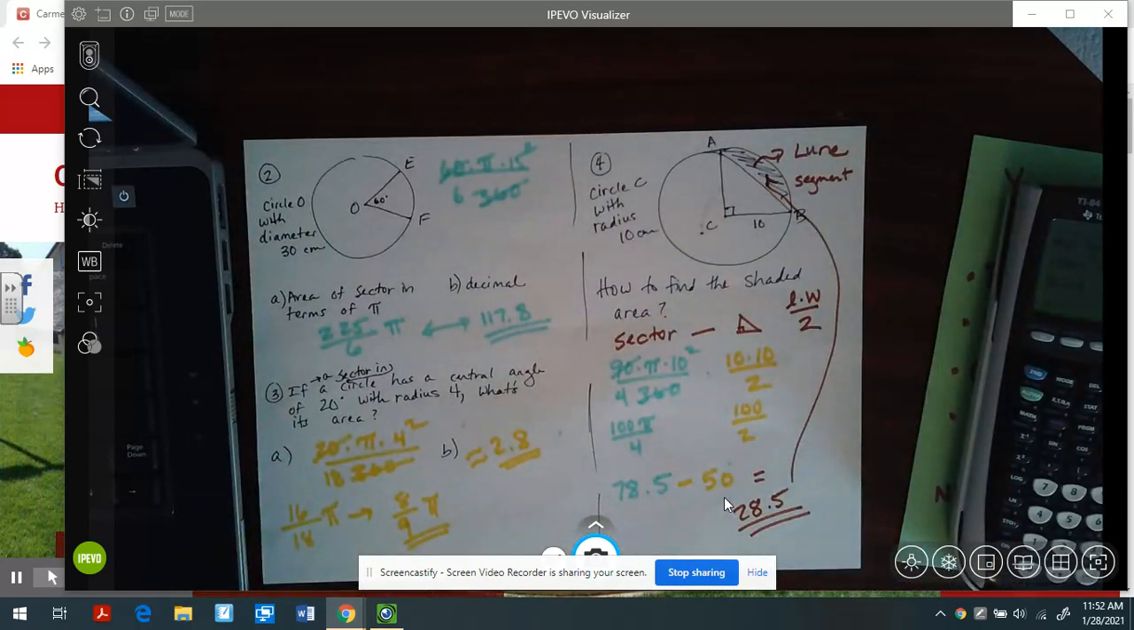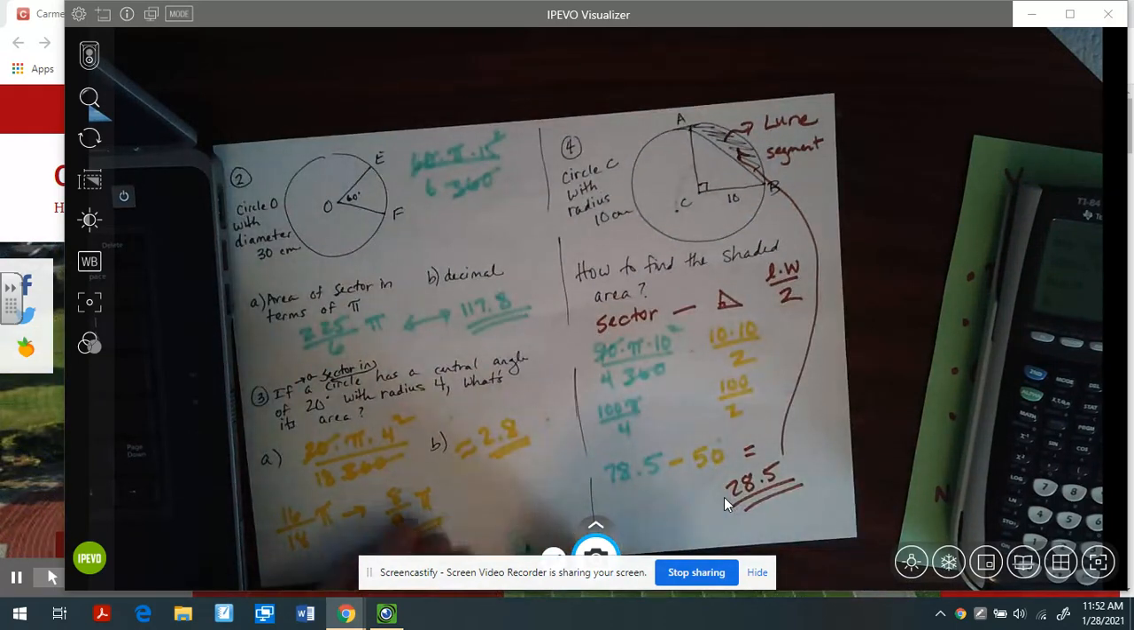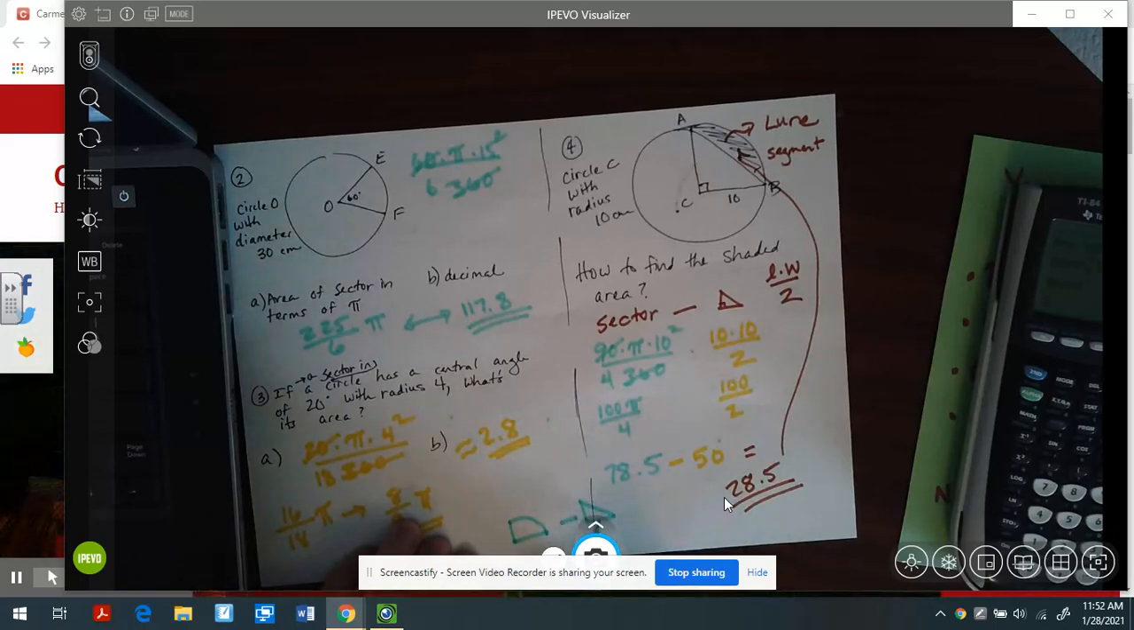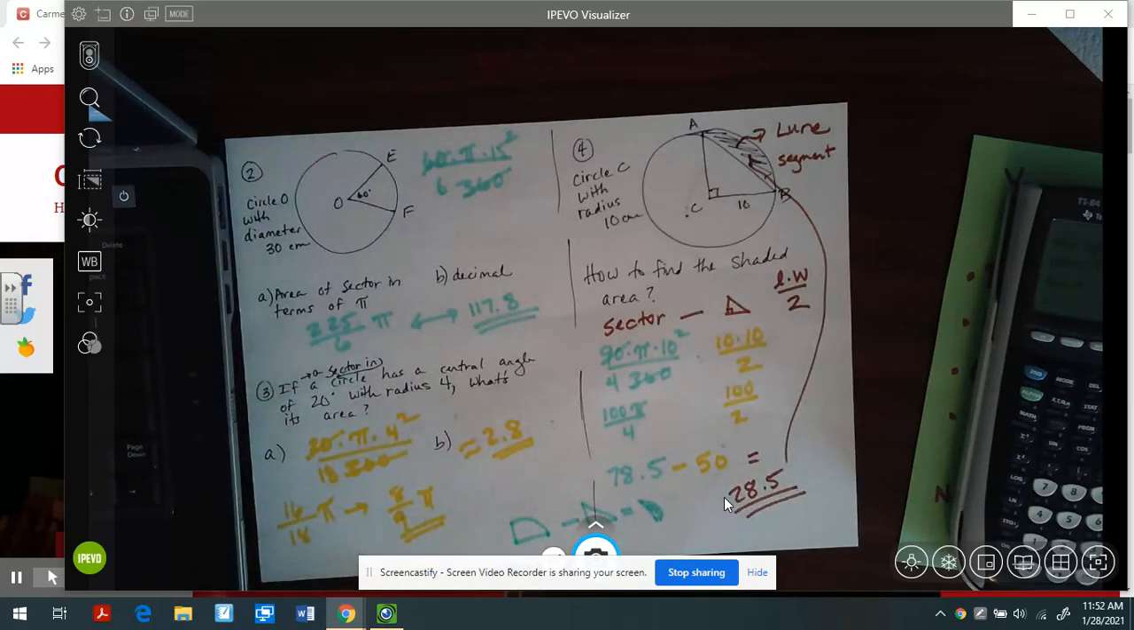And if you physically look at a drawing of this, the sector looks like this. And then you're saying take this away. And sure enough, if you pull the triangle part out, you're left with just that shaded stuff. There you go, folks.